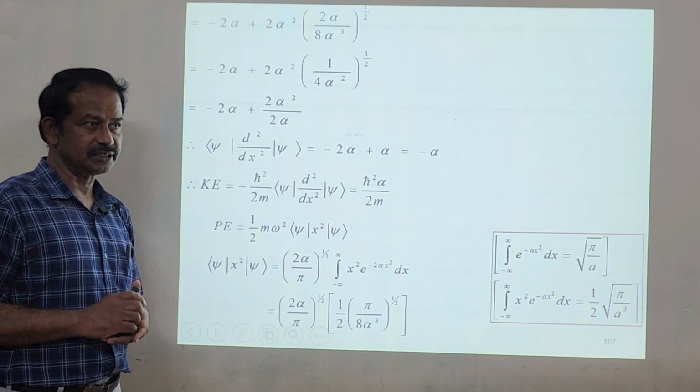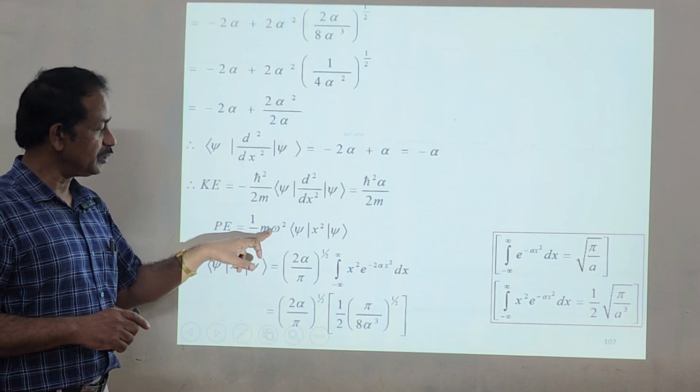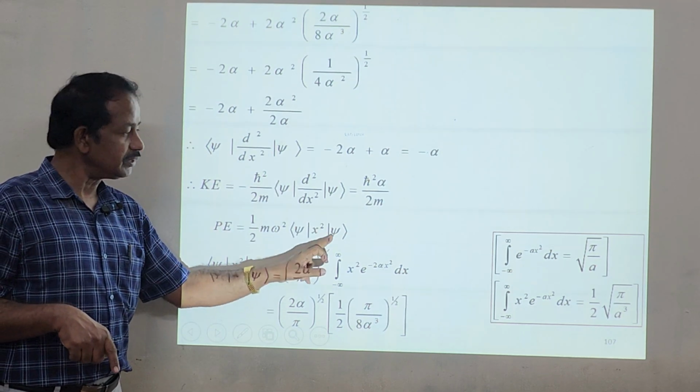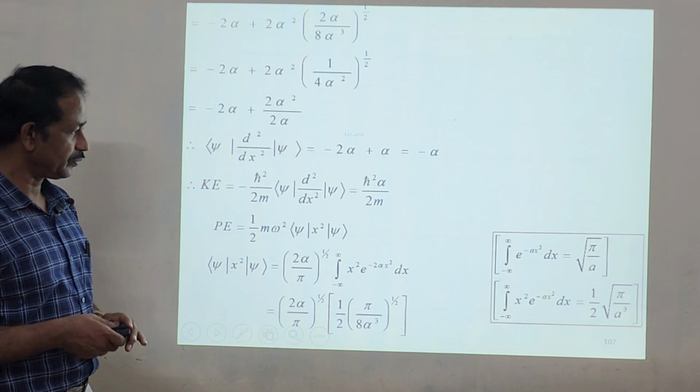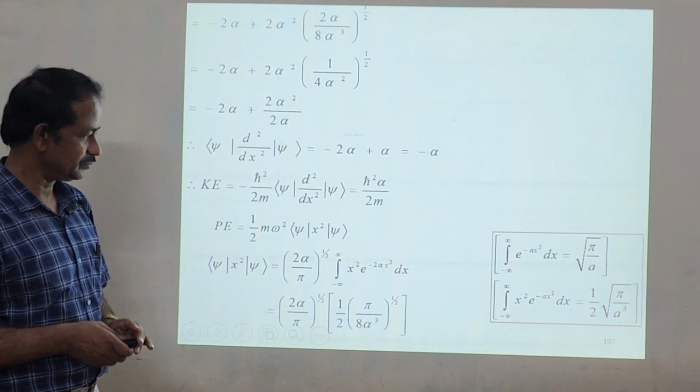Now we will go for the potential energy part, a very simple one. So the potential energy part is given by half m omega squared x squared. Now x squared sandwiched between bra psi and ket psi. And of course we know the expression for psi, you substitute here.